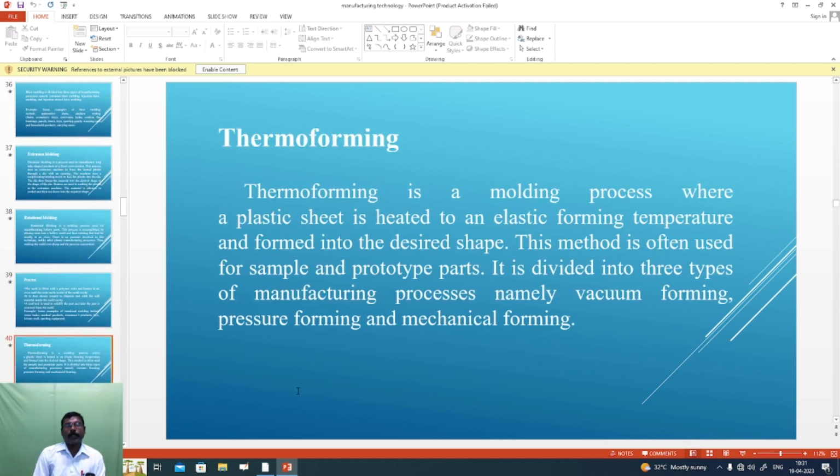Then thermoforming. Thermoforming is a molding process where a plastic sheet is heated to an elastic forming temperature and formed into the desired shape. This method is often used for sample and prototype parts. It is divided into three types of manufacturing process, namely vacuum forming, pressure forming and mechanical forming.